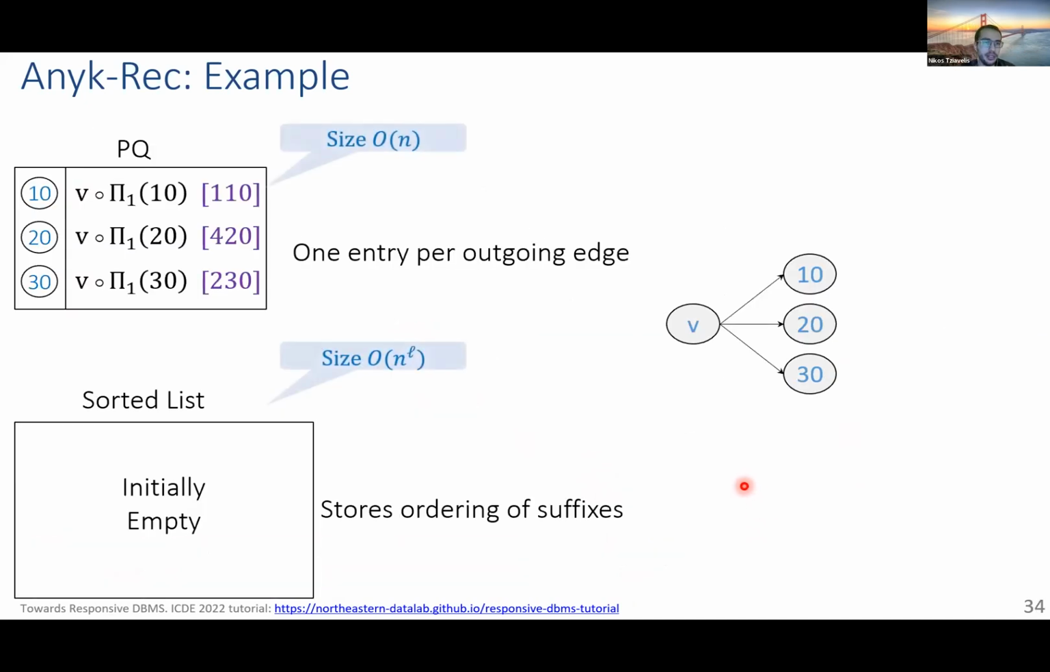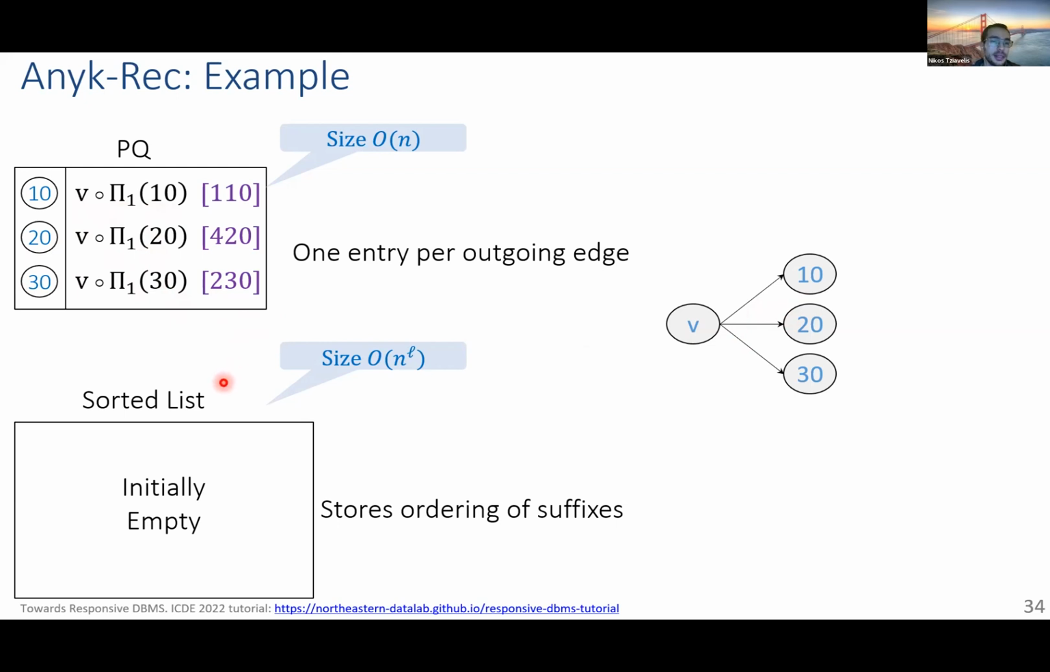For every node V here, we maintain one priority queue and one sorted list. The priority queue will always have size order n, and every entry is associated with one of its outgoing edges: 10, 20, 30. In the beginning, it is initialized with the best possible path from its children. So it's the path that starts with V and continues with pi 1, the best one, from 10, the best one from 20, and the best one from 30.